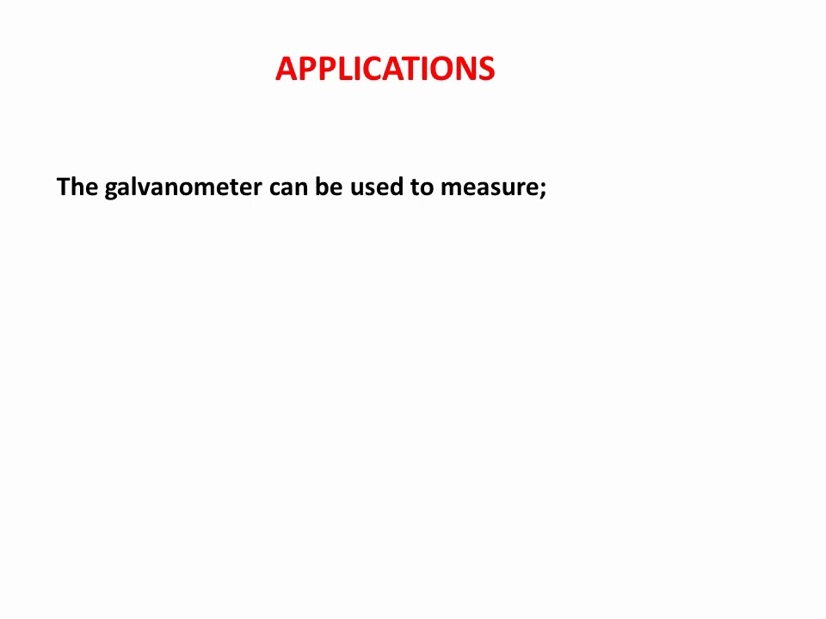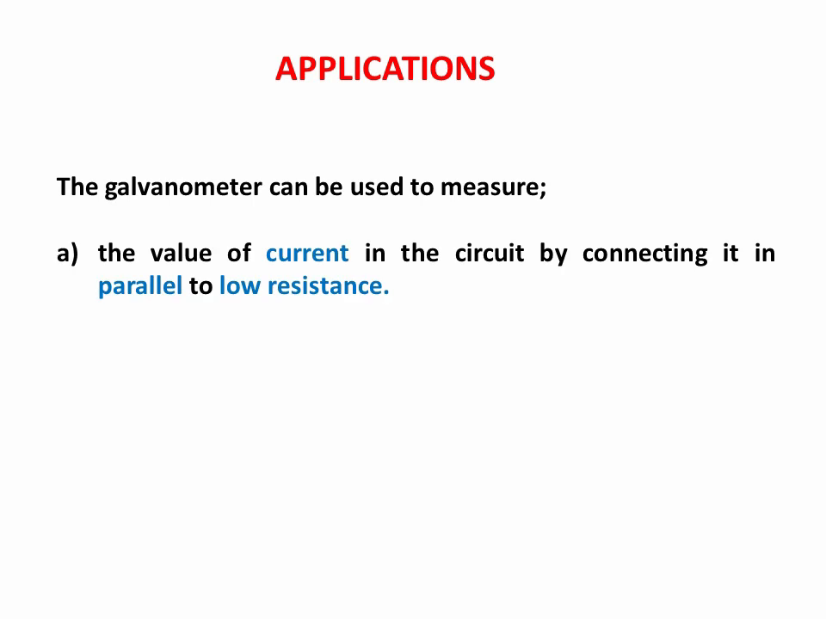The galvanometer can be used to measure the value of current in the circuit by connecting it in parallel to a low resistance. That means the galvanometer can be converted into an ammeter. How do you convert it into an ammeter? By connecting a suitable low resistance in parallel, you can measure the current.